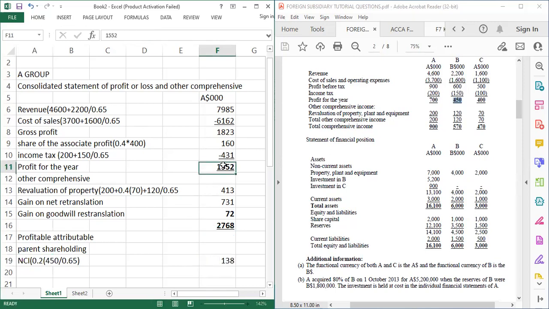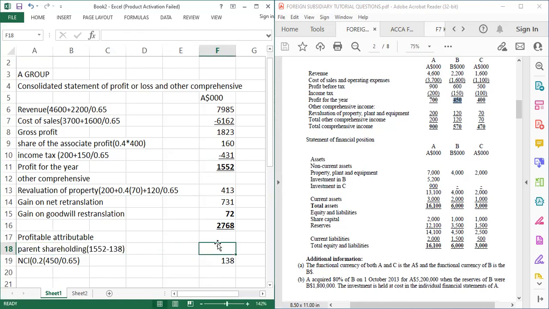Out of how many? Is the profit for the year that we are sharing. So NCI is having what? 15. NCI is having 138 out of 15. So the parent shareholding will now be the total minus the NCI share. So 1552 minus 138, because this profit is for only NCI and the parent.